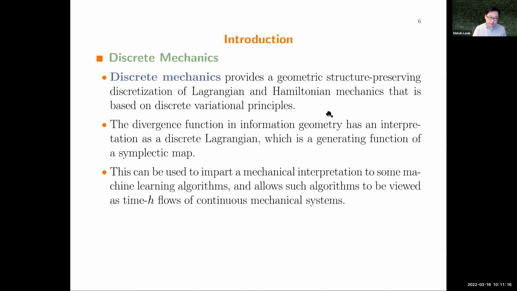And the way it's going to connect with the other things which I've mentioned in particular is that this notion of a divergence function, from information geometry, turns out to have an interesting interpretation as a discrete Lagrangian. And the discrete Lagrangian is going to be a generating function of the symplectic time-h flow map of a Lagrangian and Hamiltonian system. So as a consequence of that kind of interpretation, you can then impart a mechanical interpretation to a certain class of machine learning algorithms. And in so doing, you can view these algorithms as the discrete time flows of some continuous underlying mechanical system.